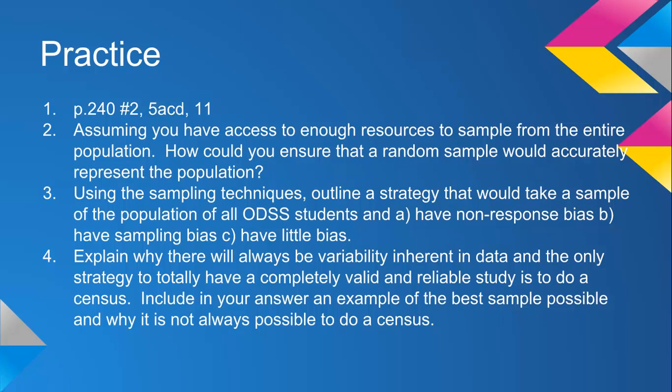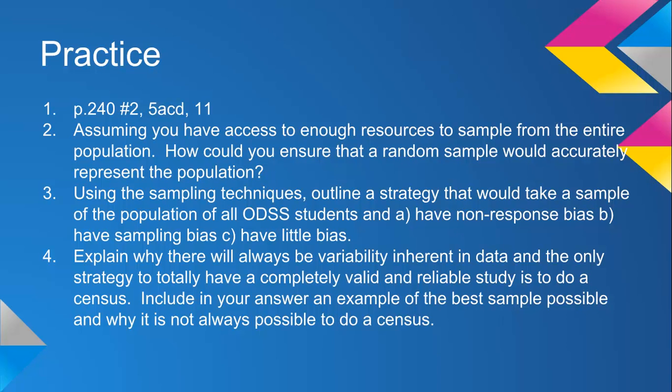Some practice questions to look at. These are really just reflection questions for you to go over. Assume you had access to enough resources to sample from the entire population. How could you ensure that a random sample would accurately represent it? So this is saying, assuming you could get to everybody, how would you make sure that a random sample would do it? Using sampling techniques, outline a strategy that would take a sample of the population of all ODSS students that have non-response bias, sampling bias, and so on. So this again is just a good thing to think about. How would you answer a question like that if it came up on a test?